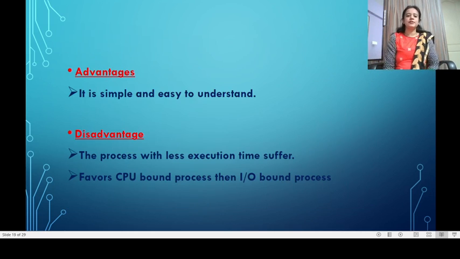What are the advantages of first come first serve? It is very simple and easy to understand, and implementation is also very easy. The disadvantage is that the process with less execution time often suffers. Even if its CPU execution time is very small, it has to wait until the longer process finishes its execution. It also favors CPU bound processes over input output bound processes.